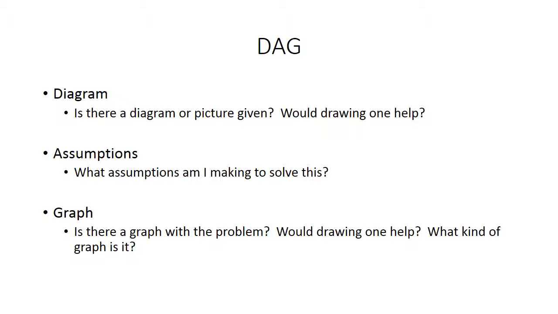Okay. A is for assumptions. What assumptions am I making to solve this? If the problem says that someone's on an ice rink, one of the assumptions we're going to use is that friction is negligible. We're going to ignore it. And we'll work on finding those keywords that tell us that as we go along. G is for graph. Is there a graph with the problem? Would drawing one help? What kind of graph is it? What does it mean? What's it giving me a relationship for?